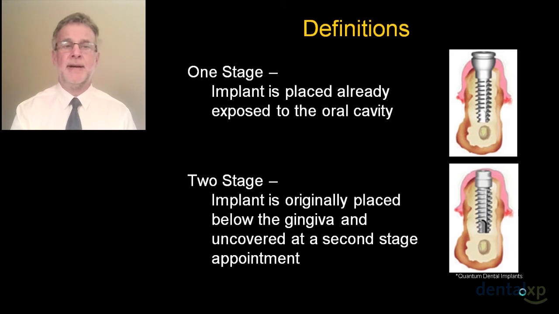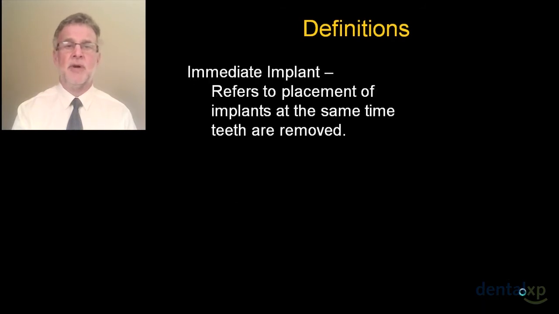Similarly, from a surgical standpoint, one-stage procedure versus a two-stage procedure: the one stage is where the implant is placed where it is already exposed to the oral cavity. It could be through the design of the implant itself, or it could be through adding a transmucosal healing component at the time the implant is placed. Whereas a two-stage surgical procedure is where the implant is purposely submerged under the gingival tissue and is uncovered at a second stage later on.